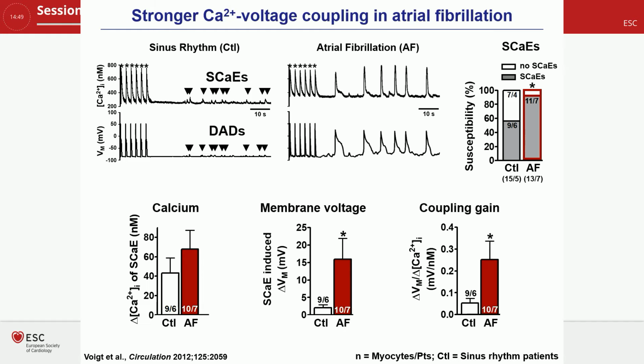We quantified that and found that the spontaneous calcium release amplitude was not so much higher, but the membrane potential change was significantly higher. So in other words, the same calcium release created a much higher membrane depolarization in atrial fibrillation. And in addition, these spontaneous calcium releases occurred much more frequently, so we assume that these could contribute to the maintenance of atrial fibrillation.